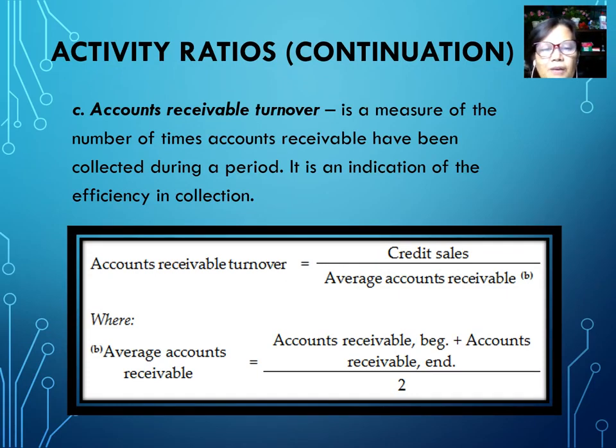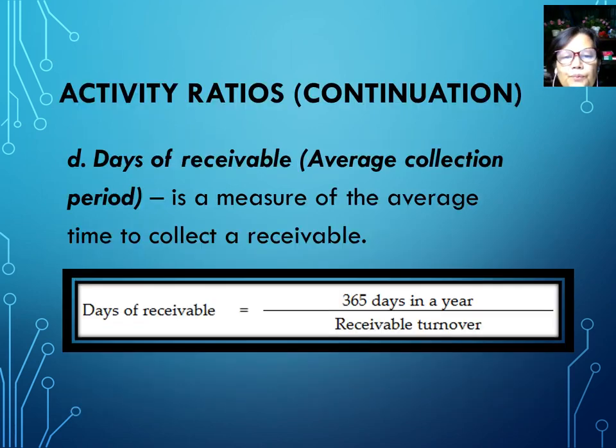This is a measure of the number of times accounts receivable have been collected during a period. It is an indication of the efficiency of collection. So, accounts receivable turnover is equal to credit sales over average accounts receivable. So, you're going to get the average accounts receivable by adding the accounts receivable beginning and accounts receivable ending, and then you're going to divide it into 2.